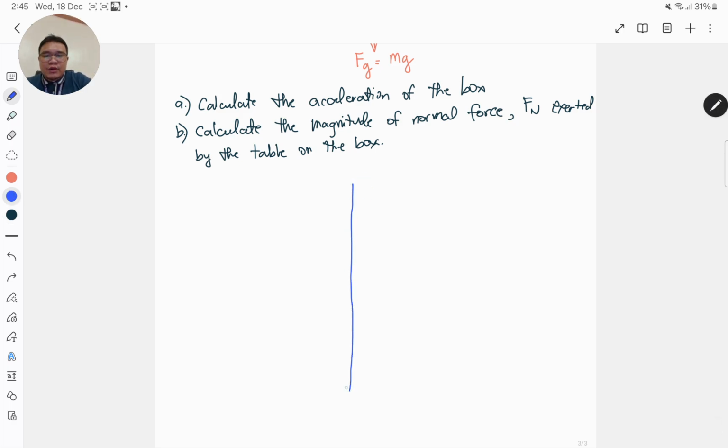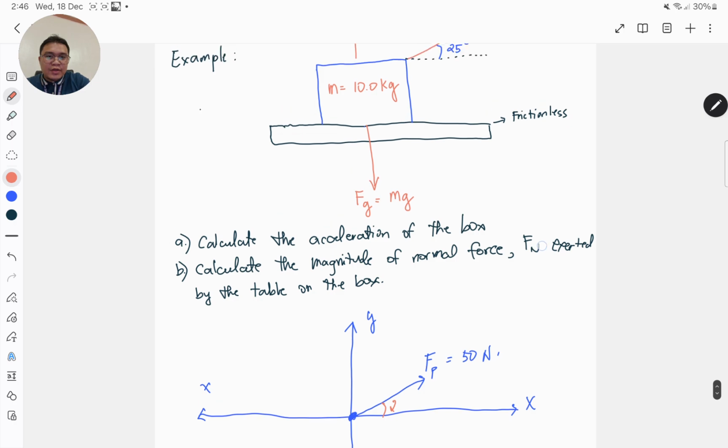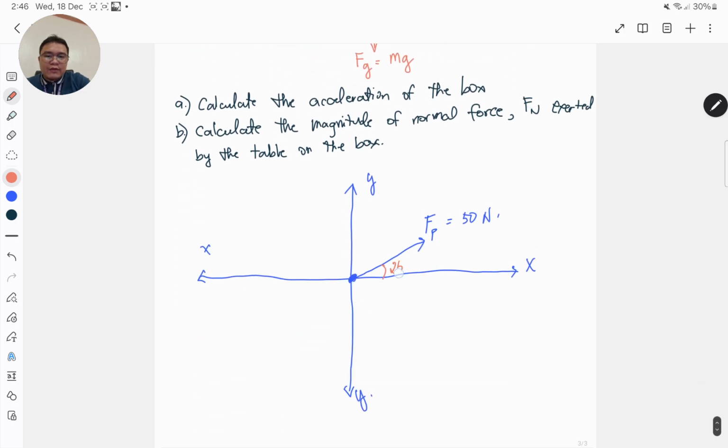I'm going to draw here a Cartesian plane, and I'm going to imagine that the box is at the origin of this Cartesian plane. Let's label this: this is the y dimension, and this is the x dimension. Now let's imagine this is the box, and I have here a force applied on the box, F sub p, which is 50.0 Newton, at an angle of around 25 degrees.